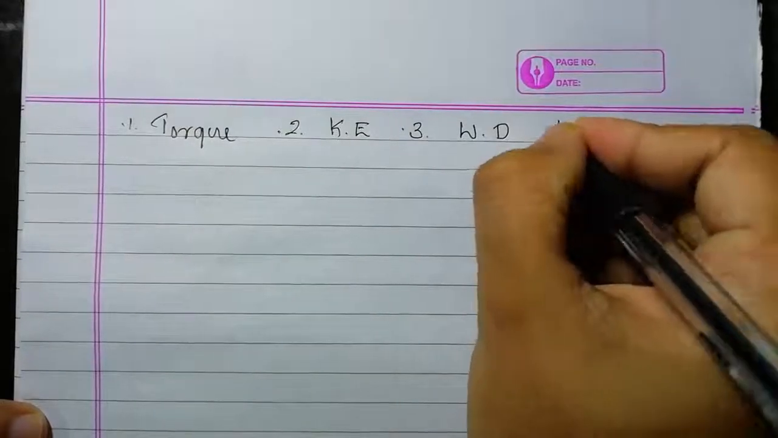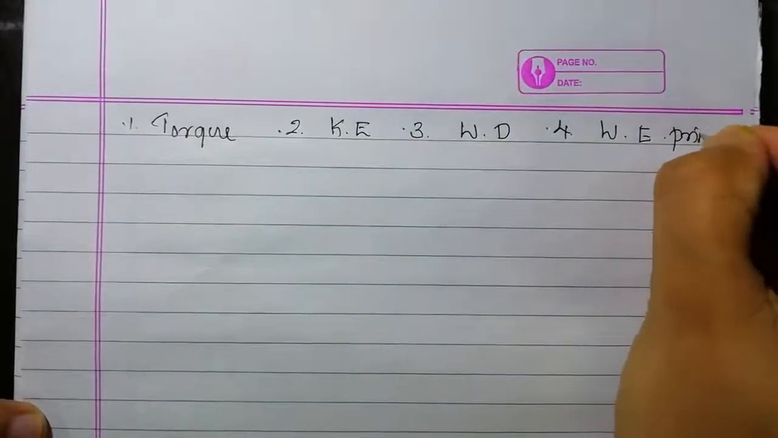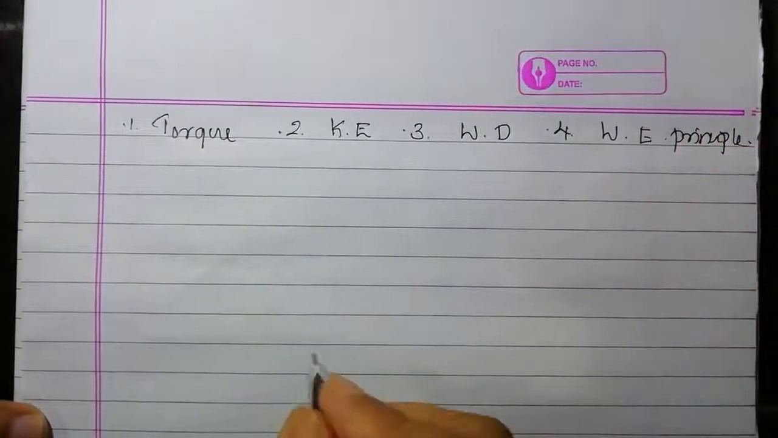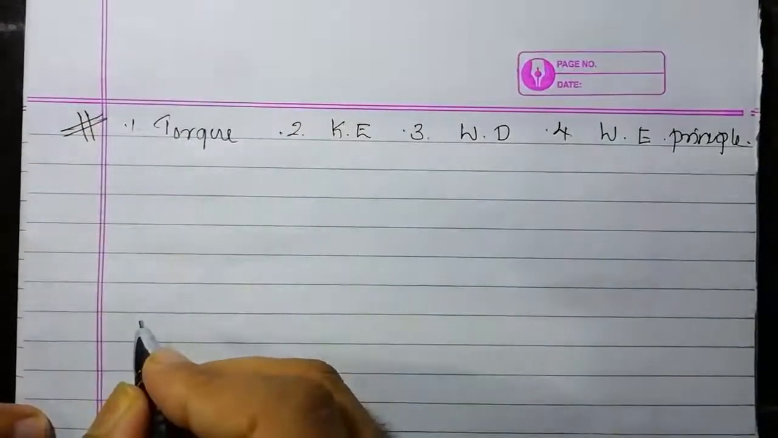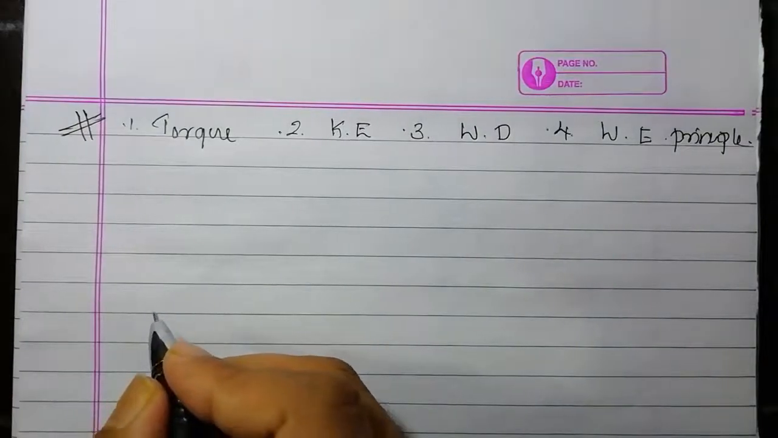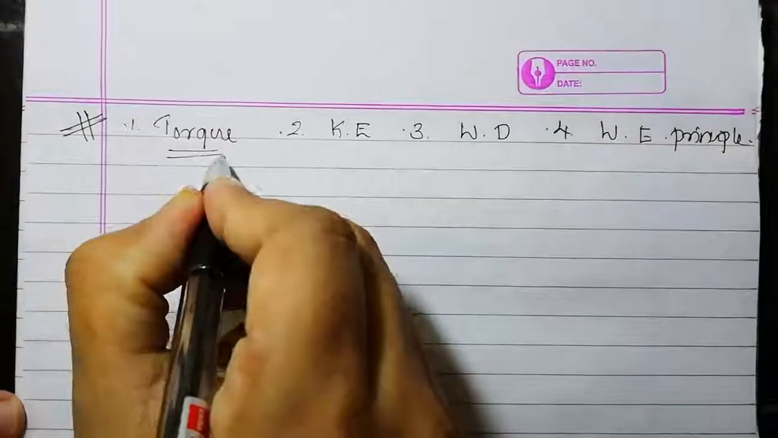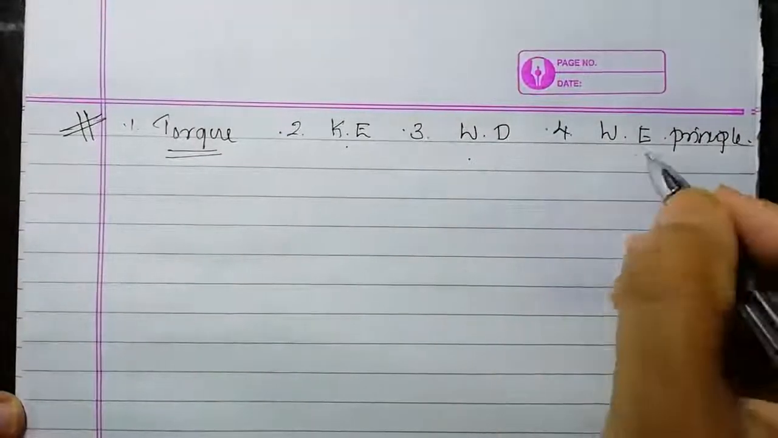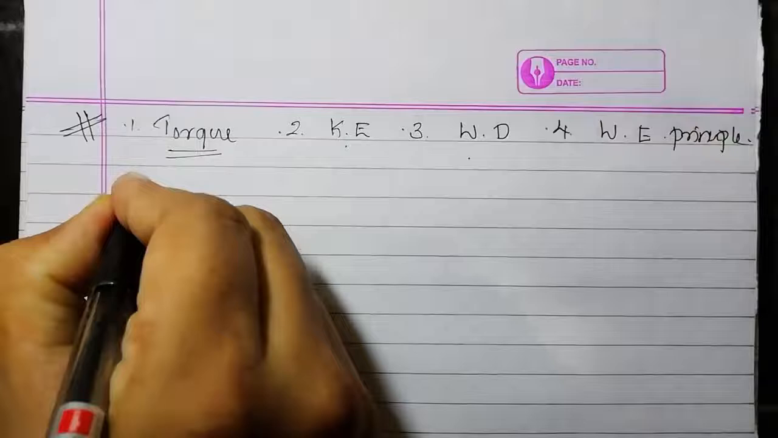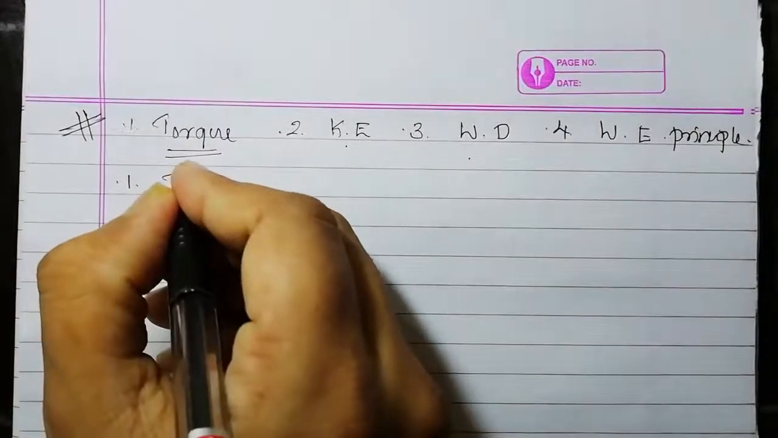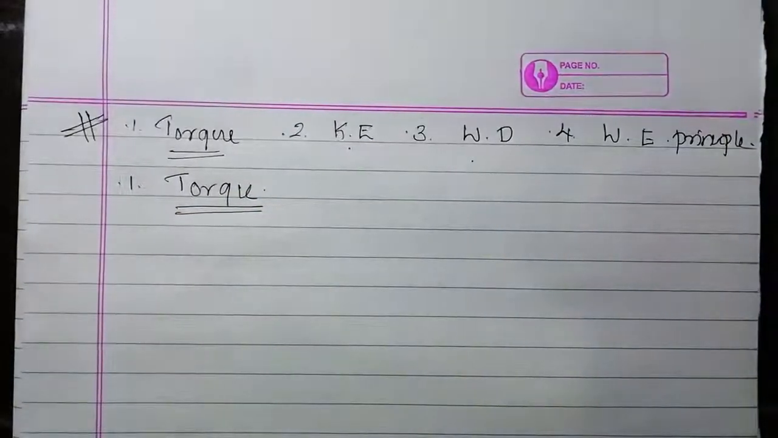After that, we will discuss the work energy principle. Okay, so we will discuss these four things in this video. First we will discuss the expression for torque, then kinetic energy, work done, and finally the work energy principle. Okay, so first term, torque. How to define torque?